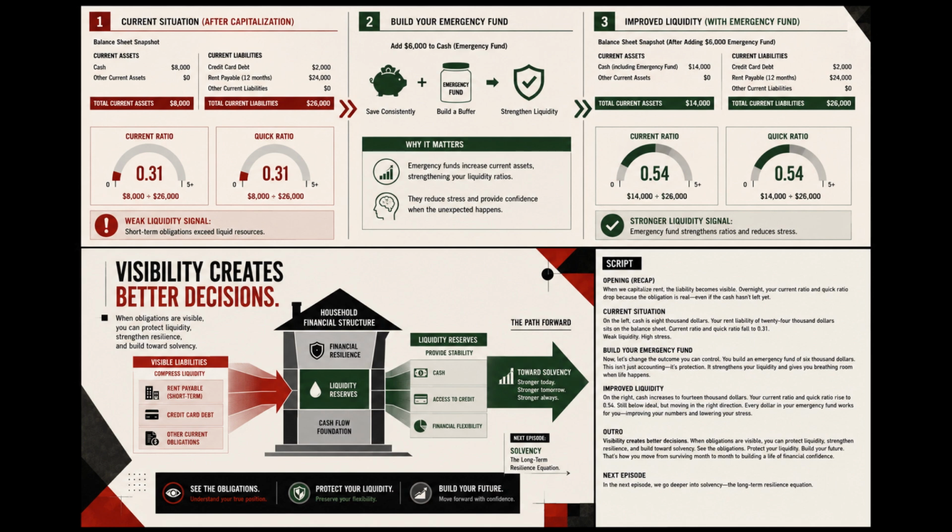Notice something else. Nothing changed about the liabilities. The obligations were already there. What changed was the cushion protecting against them. That cushion is what an emergency fund really is. Not wealth, not investment returns, not growth, just protection.